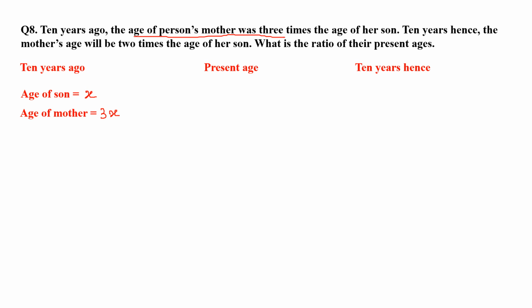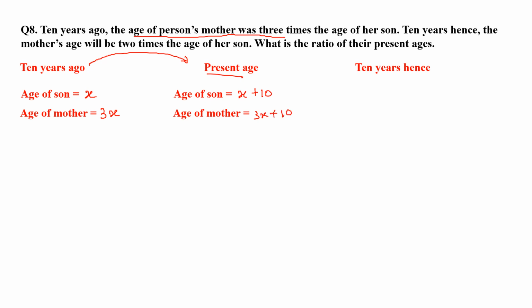Now 10 years ago, son's age is x and mother's age is 3x. Then what will be the present age? Present age means from here you have to move 10 years ahead, because it is given about 10 years ago. So the present age will be 10 years ahead. So it will be x plus 10 and then 3x plus 10. So this is your present age.